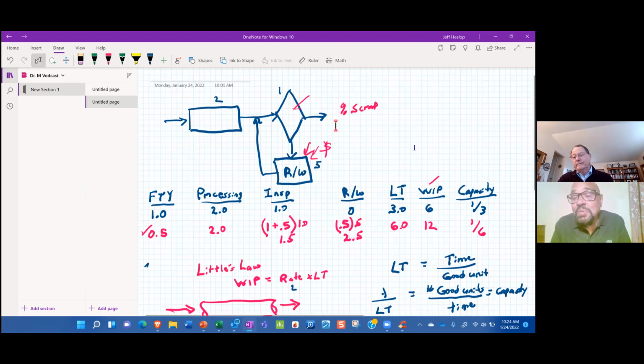Isn't that what Six Sigma calls the hidden factory? Yes, it is exactly what it is. It's real and it's costing money. It's just not captured. Okay, all right, well, great.